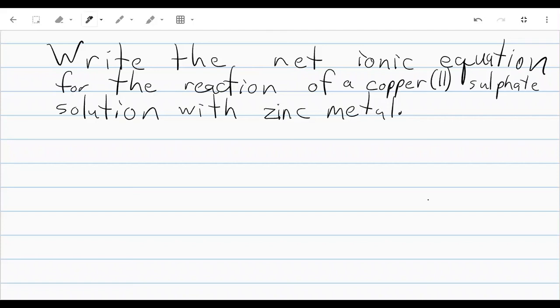In this sample problem, we are asked to write the net ionic equation for the reaction of a copper 2 sulfate solution with zinc metal. So we're going to start by writing this out. We don't know what's being produced, but if we write it out, we'll probably be able to see the form and predict it. So we have a copper 2 sulfate solution and we have solid zinc.